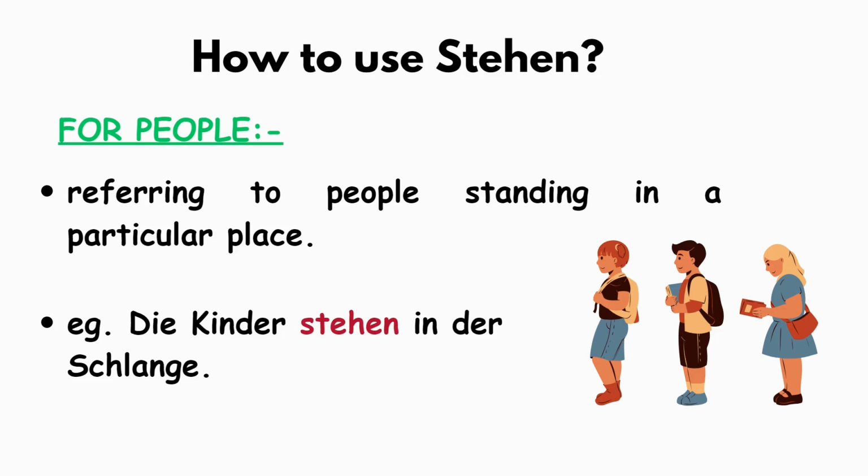Now let's understand the usage of these verbs. First, let's see stehen. Stehen can be used to refer to people standing in a particular place. For example, die Kinder stehen in der Schlange. The children are standing in a line.